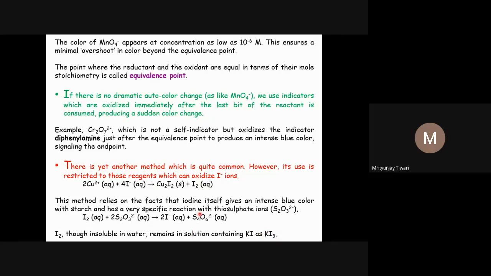So this method relies on the fact that iodine itself gives an intense blue color with starch, and has a very specific reaction with thiosulfate ion. Once the blue color is there and you add thiosulfate ion, this intense blue color will disappear as soon as the iodine is converted into iodide, and the thiosulfate gets converted into tetrathionate, and so we see this color change.